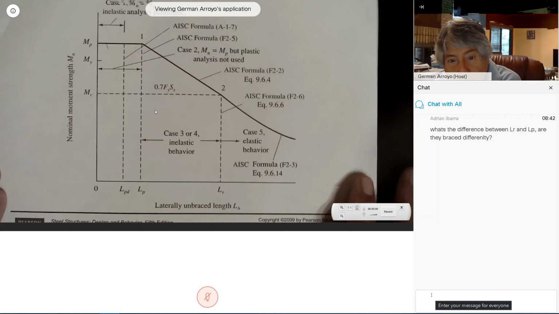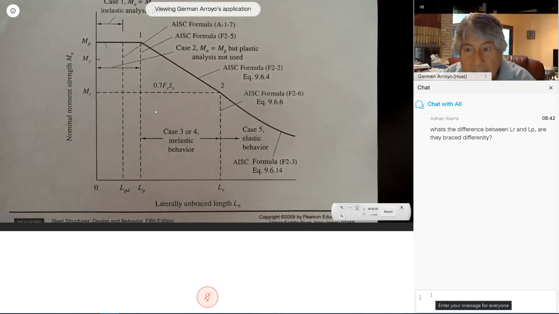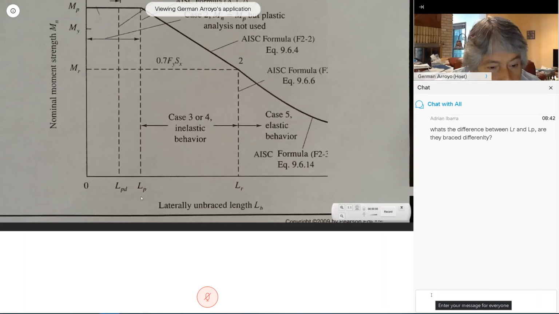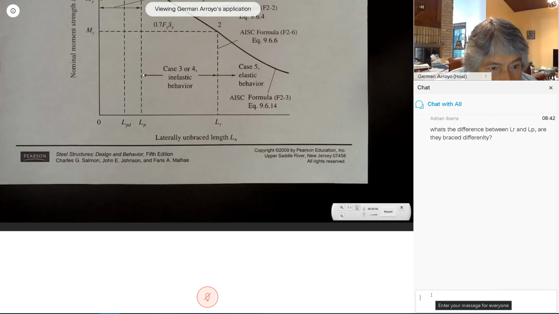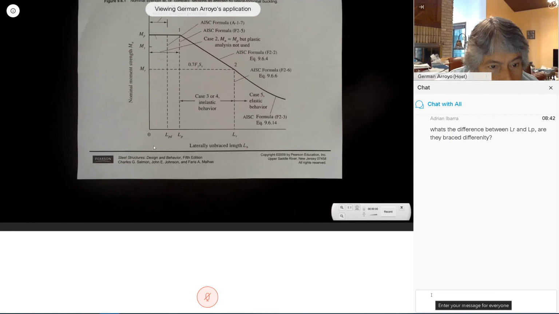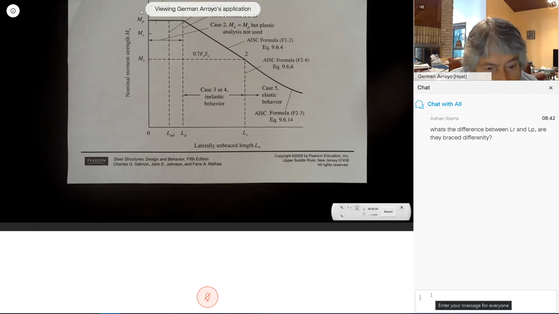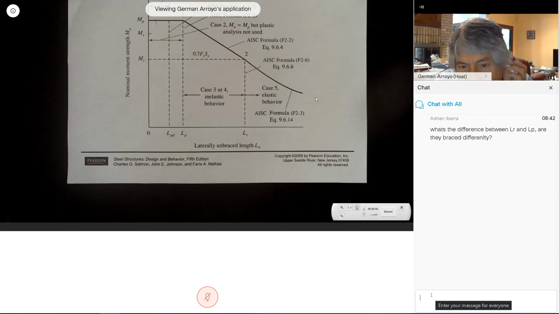For each section, look, L sub P, plastic. The P stands for plastic. So look, between 0 and L sub P, you develop the plastic moment. So this is a typical standard section, and you plot the three equations. Between 0 and L sub P, you develop the plastic moment as long as you don't have local buckling. So this is your unbraced length.